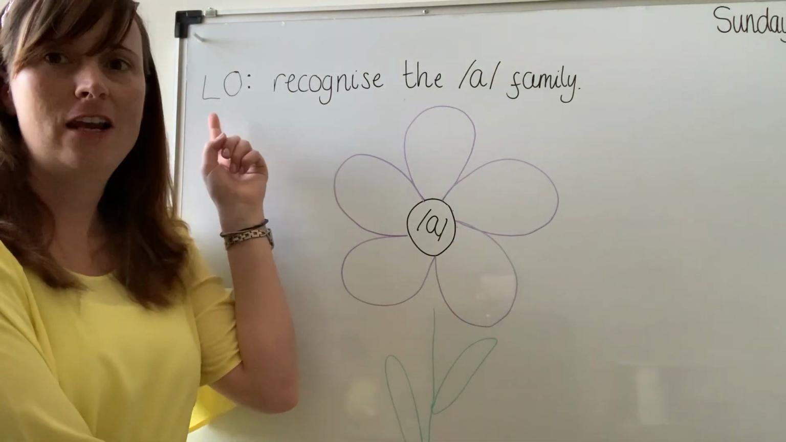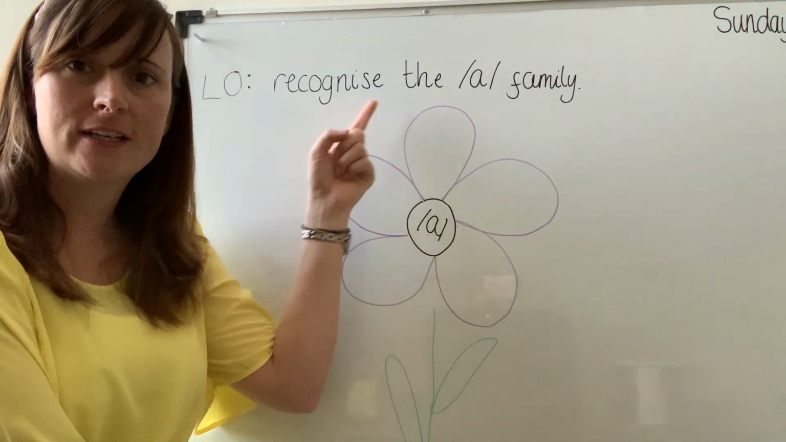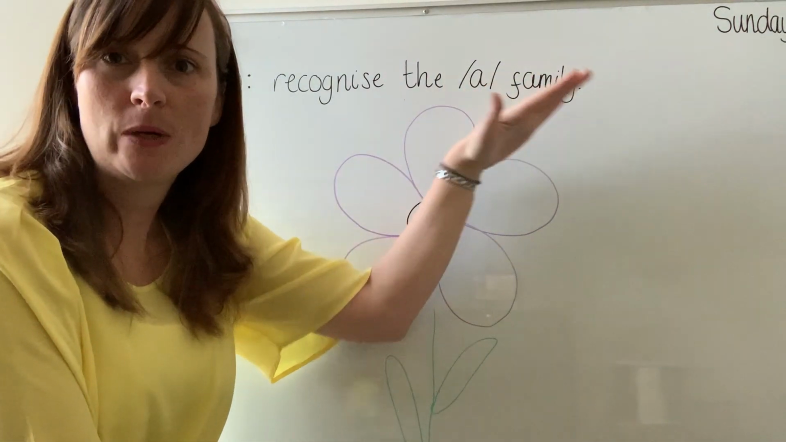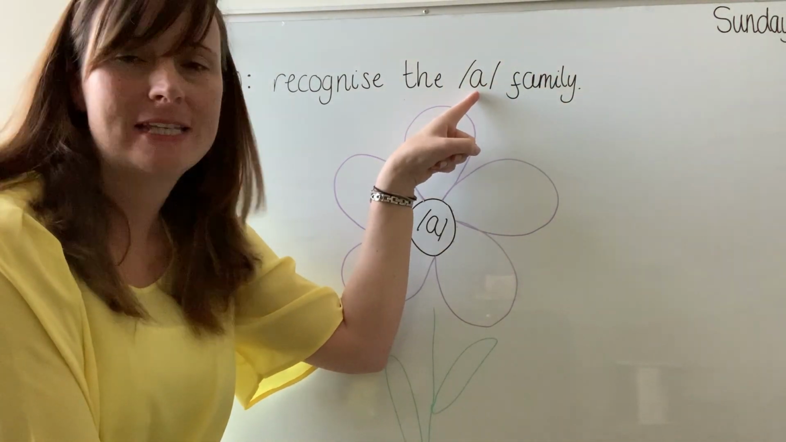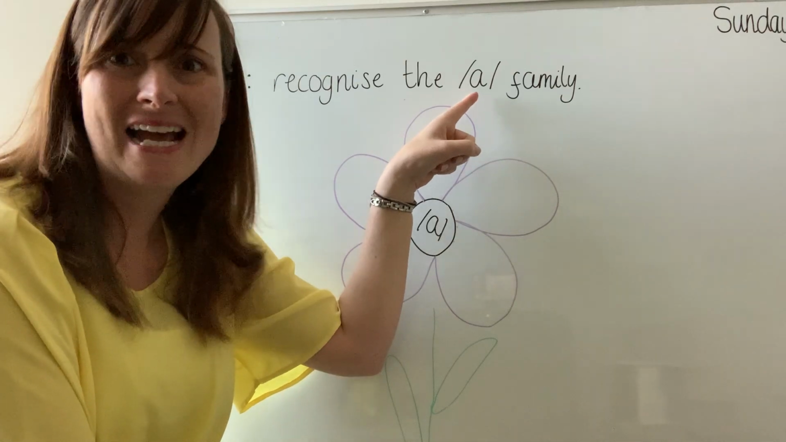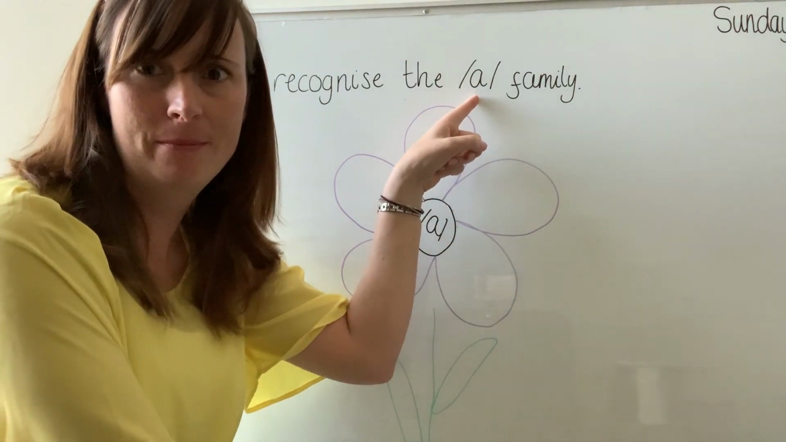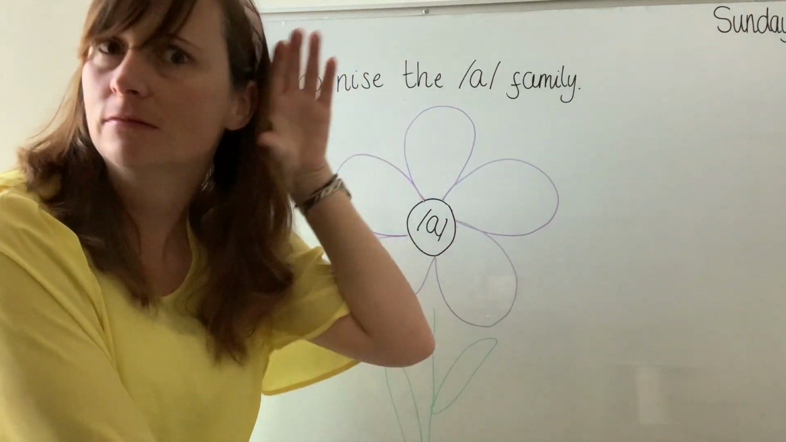Now today our learning objective is going to be to recognise the A family. Now I've put this in between two lines because this means this is the sound. It's not the word A, it's to show you that it's slightly different. This is going to be our phoneme family. We're looking at the A family.